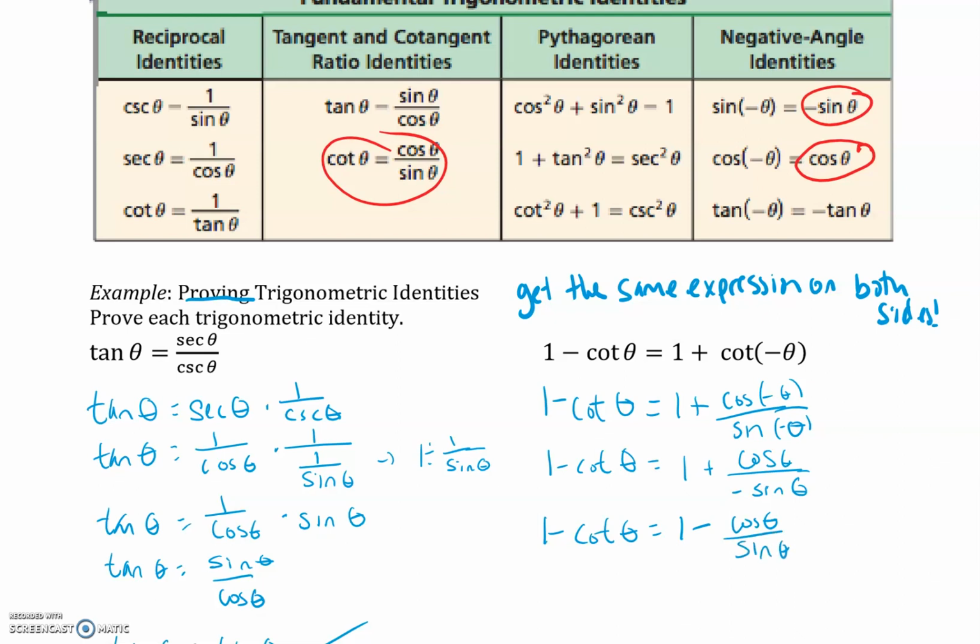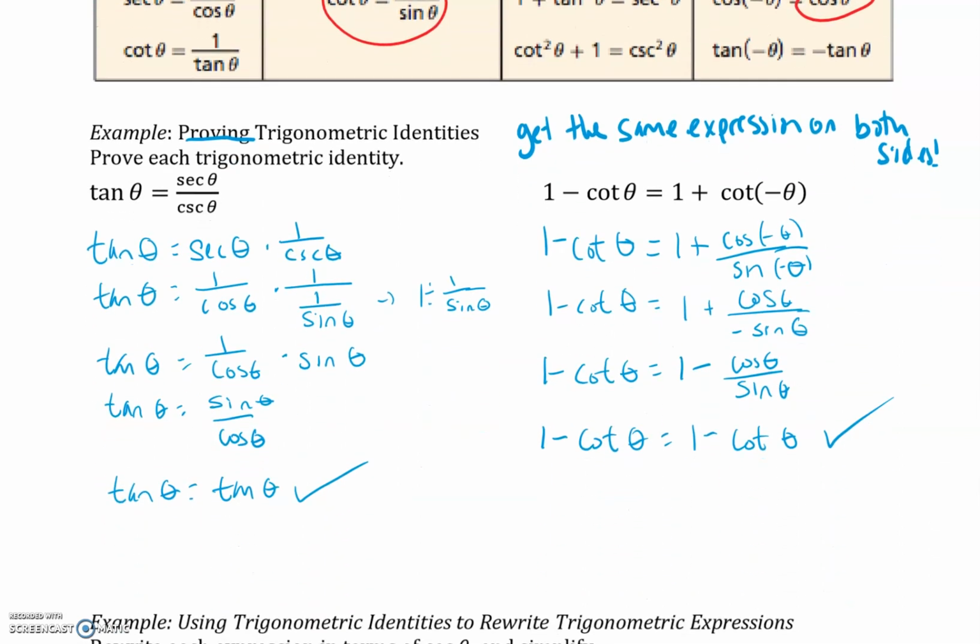And what do you know? This cosine theta over sine theta is once again cotangent. So 1 minus cotangent theta equals 1 minus cotangent theta. Two matching sides, we've proved that identity. Pretty cool. Okay, so we can also use these trigonometric identities to help us with other types of problems.